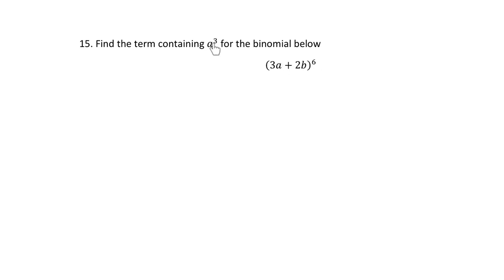So if the a is going to have a to the third power, that means b also has to be raised to the third power. So the term we're looking for is going to be 3a raised to the third power times 2b also raised to the third power, and that's multiplied by a coefficient. That coefficient is found from Pascal's triangle, or one way we can find it is from Pascal's triangle.